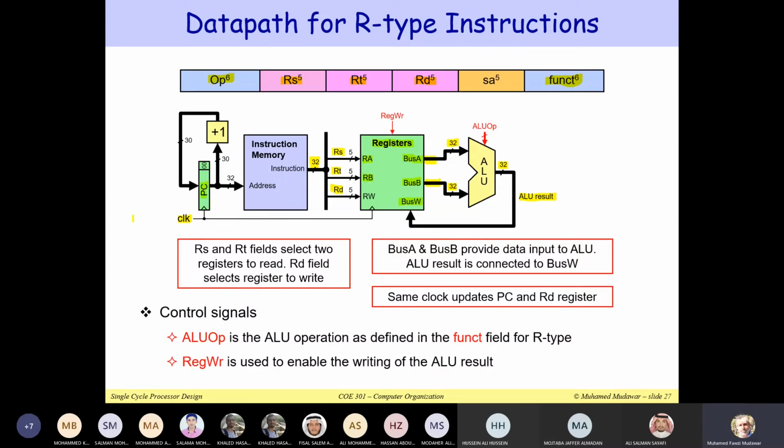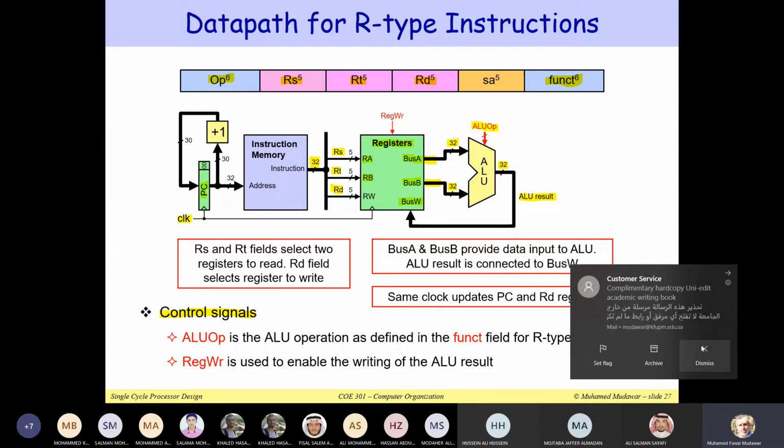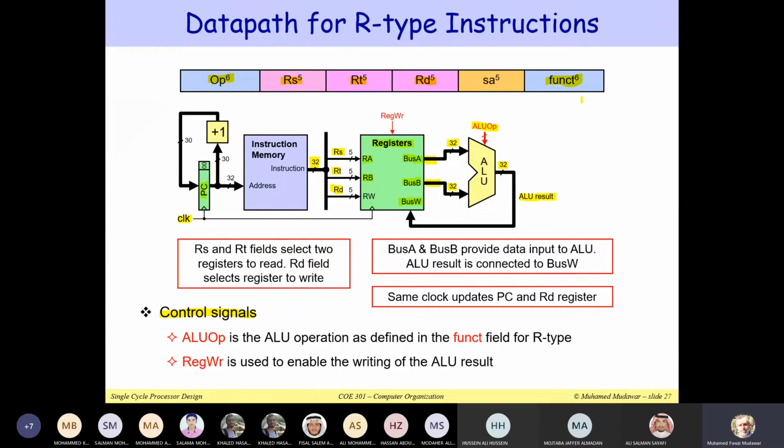Now we need to control this. We need to control the register file and we need to control the ALU. For this reason, we need control signals, and the control signals are very important. In the case of the ALU, I need the ALU operation. How do we obtain this ALU operation? We obtain it directly from the function, because the R-type instruction has a function. This function is going to specify the operation of the ALU. So this is how we control the ALU.